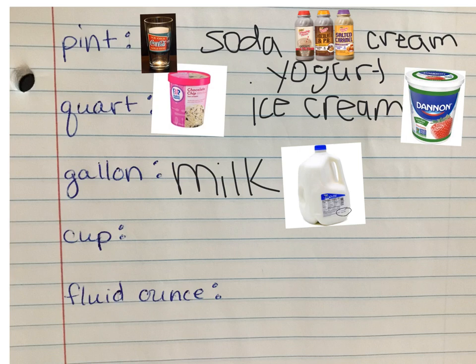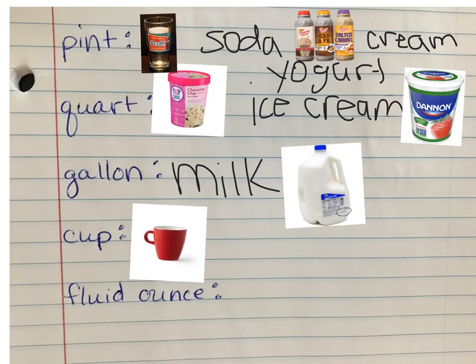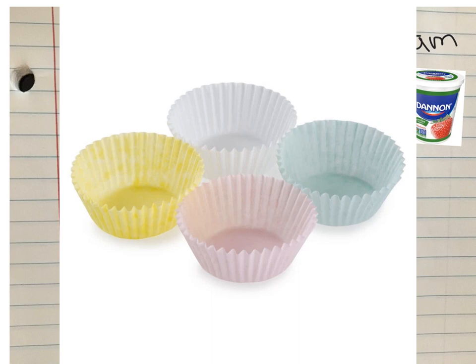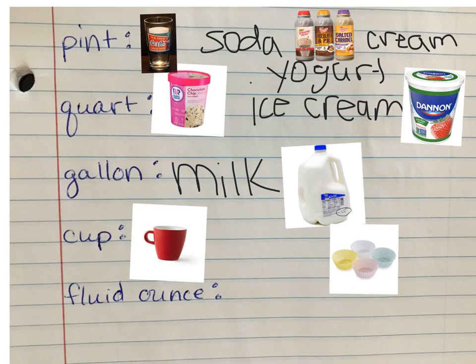Our next smallest, of course, is cups, and we have a typical coffee cup that you would get at home. My coffee cup's a little bit bigger because it's a travel one, but the ones that you might get at home. And then of course these things, cupcake liners. There's a reason why they're called cup, because they are the size of a cup. So for your line of that, we're just going to put cup and then cupcakes.